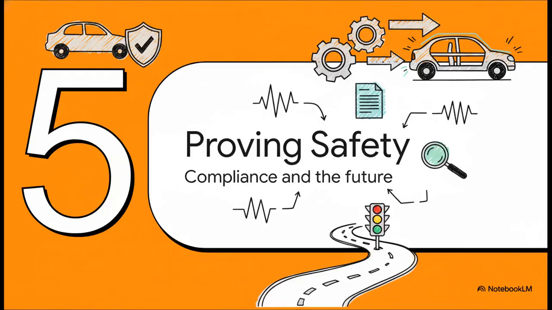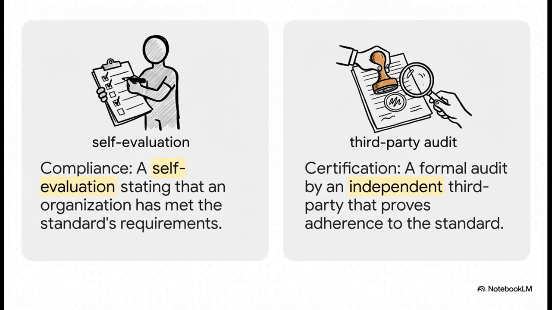Okay, so we've got this massive process. But how do car makers actually prove they've done all this? How do they show that a car is safe enough for the road? That brings us to compliance and certification. And this is a really key difference. Think of it this way. Compliance is when a company does a self-evaluation. They're basically raising their hand and saying, yep, we follow the rules.